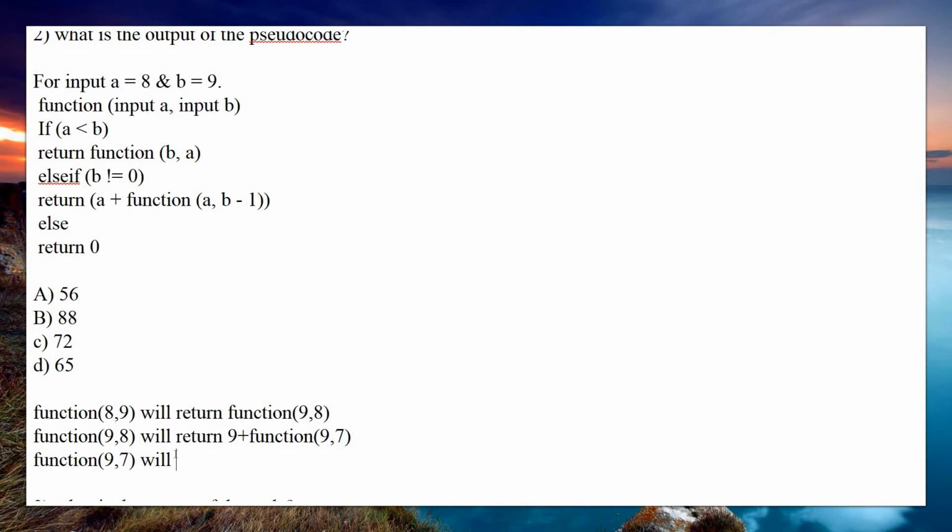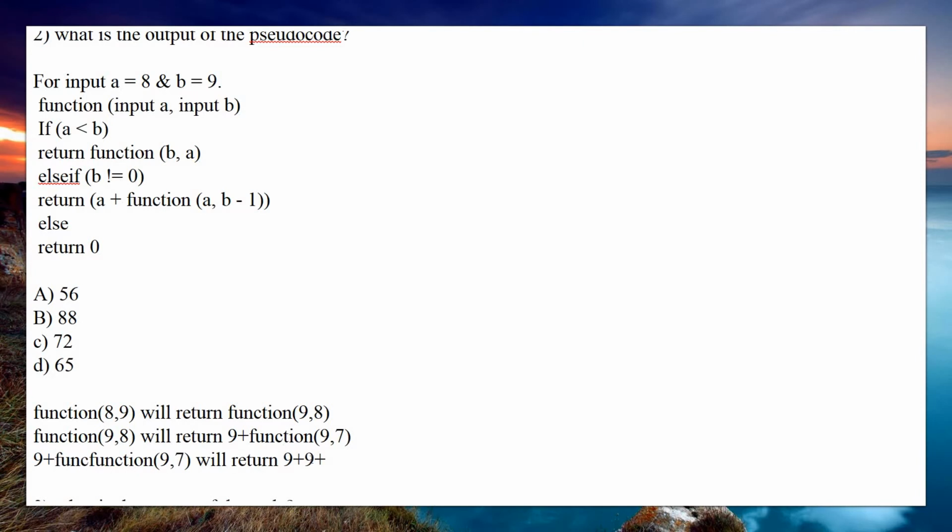So it will return A plus the function of A comma B minus 1. So A plus is nothing but 9 plus, then function of 9 comma 7. So it will return 9 plus function of 9 comma 7. Here you already have 9 plus 7. You will call the 9 plus function of 9 comma 7. What it will return is we will be having 9, then after that A plus is nothing but 9 plus.